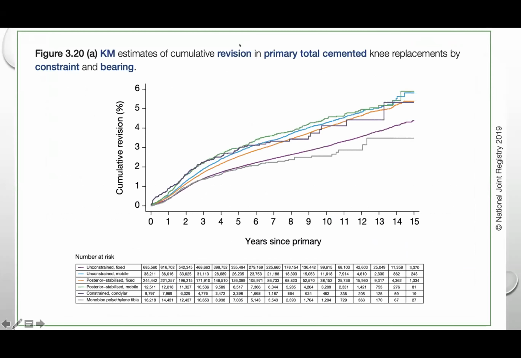So looking at the revision rate in primary total knee arthroplasty with cemented implants, the best survivorship at 15 years is for monoblock polyethylene tibias with 3.48%, followed by the unconstrained fixed bearing with a 4.38% revision rate at 15 years.